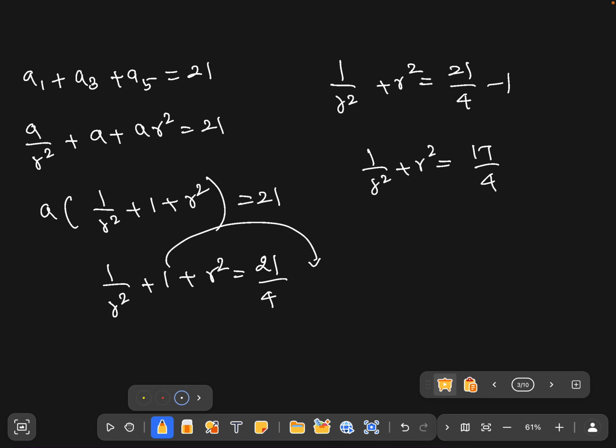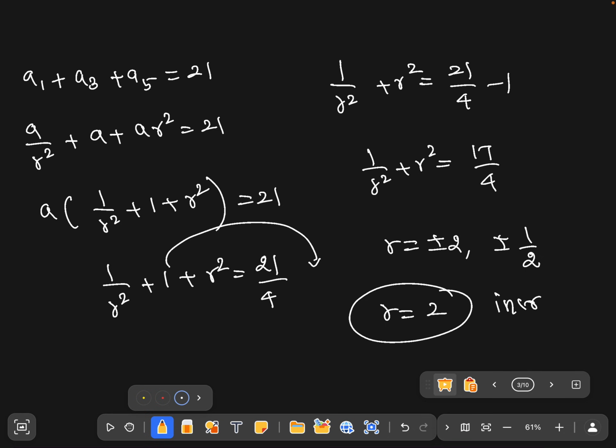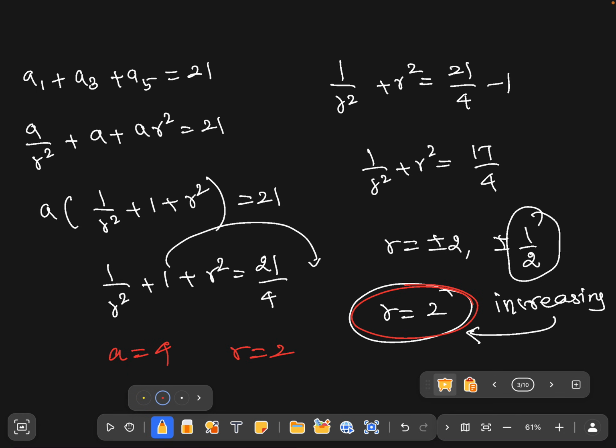Then we should find the r value. So r is going to be plus or minus 2 or plus or minus 1 by 2. R is equal to 2 only because it is an increasing GP. So for an increasing GP, we should take r as 2. If you take 1 by 2, it will not be considered an increasing GP. So strictly we have to take r equal to 2. So we know that a equal to 4 and r equal to 2.